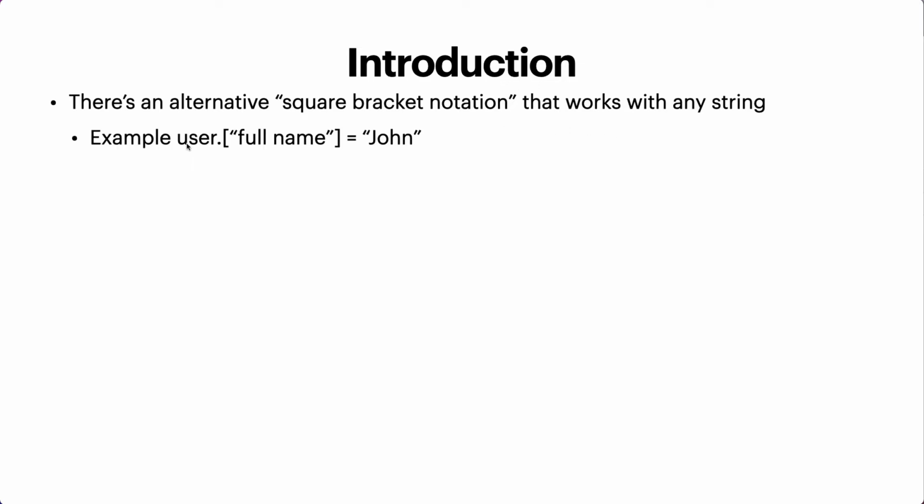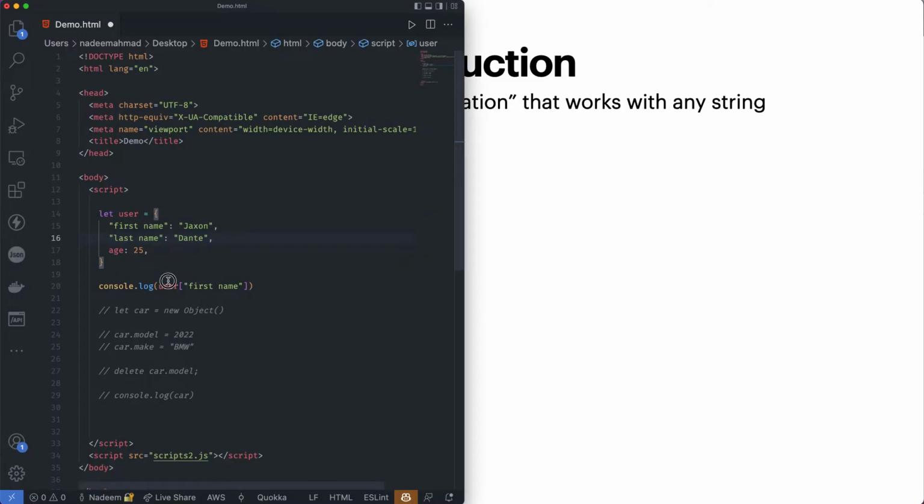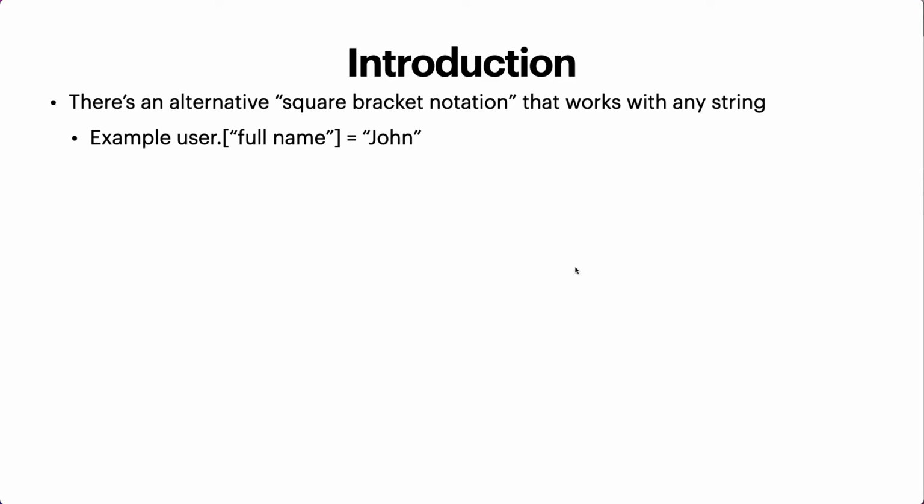For example, if I want to access the full name over here, we can just make use of the square brackets, and we don't have to put any dot over here. We can just make use of the square brackets and then specify the property name that is first name, that is the key, and we'll have access to the value.